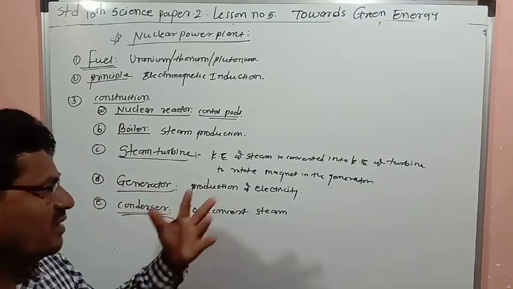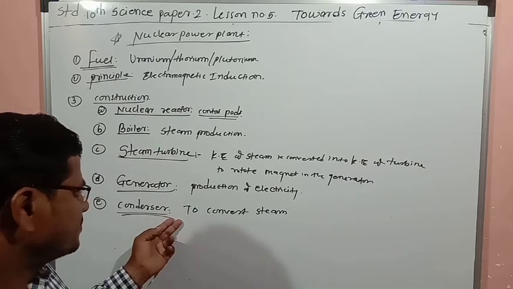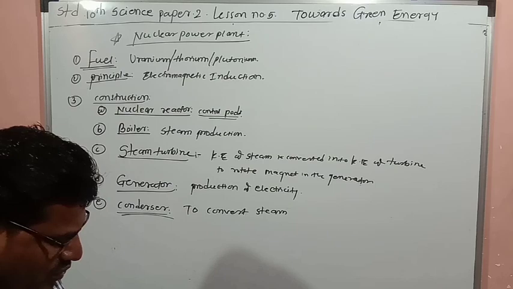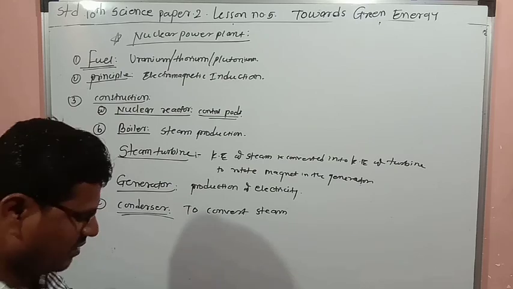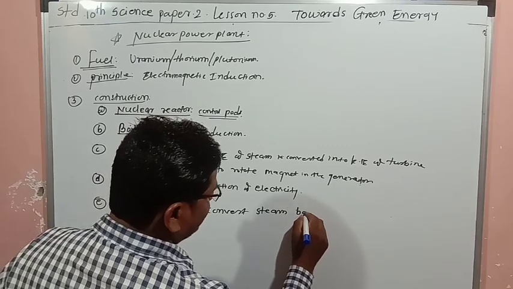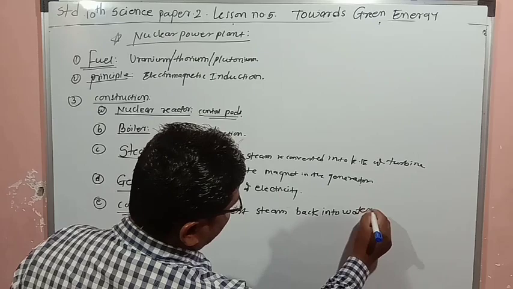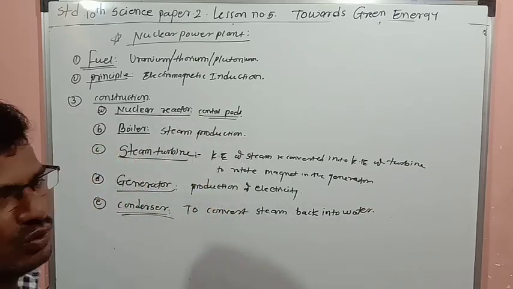What is the function of the generator? The generator will produce the electricity. Then the condenser is used for conversion of steam back into water.